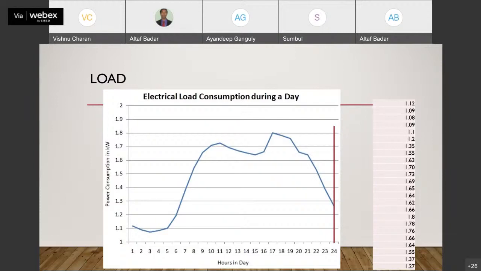We should find the charging and discharging of the battery. Since we have the tariff, we know what are the off-peak periods, intermediate period, and the peak period. Yeah, we can find based on the state of charge of the battery, when does it charge and when does it discharge?